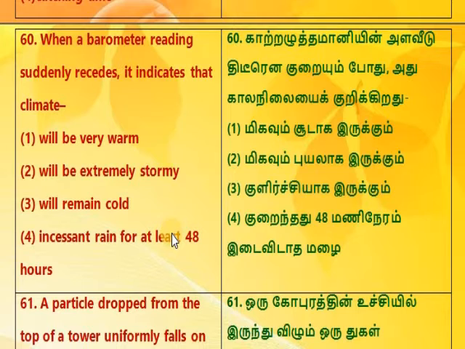60. When a barometer reading suddenly recedes, it indicates that climate 1. Will be very warm, 2. Will be extremely stormy, 3. Will remain cold, 4. Incessant rain for at least 48 hours.